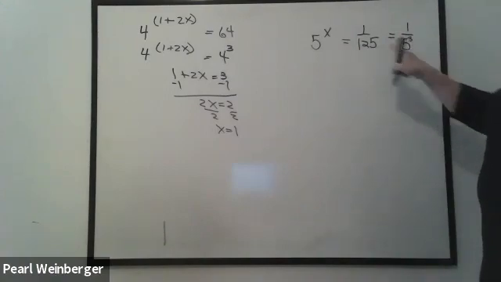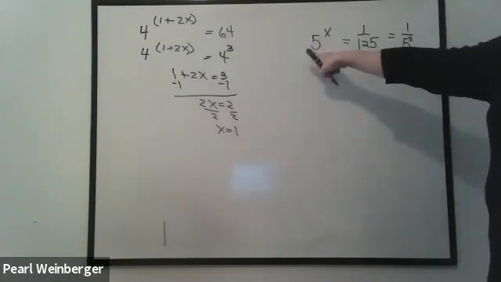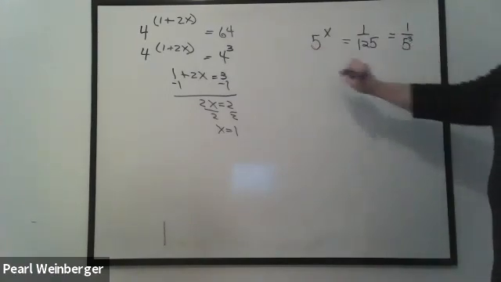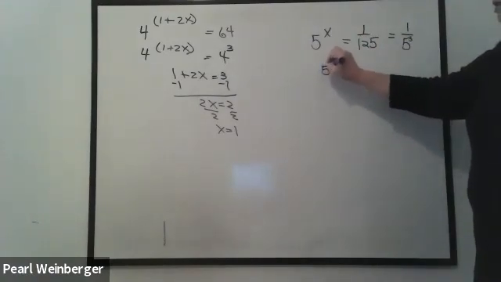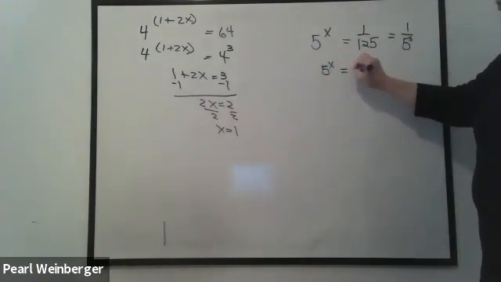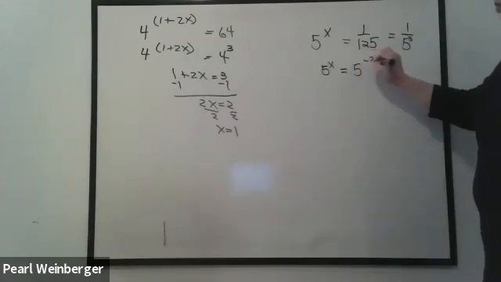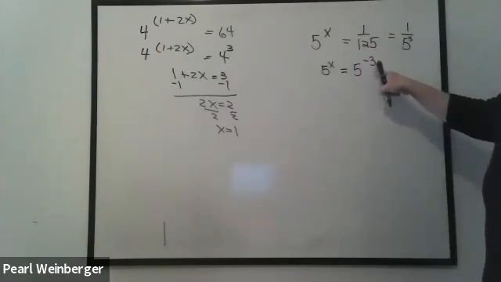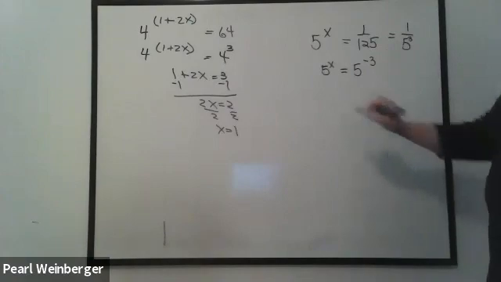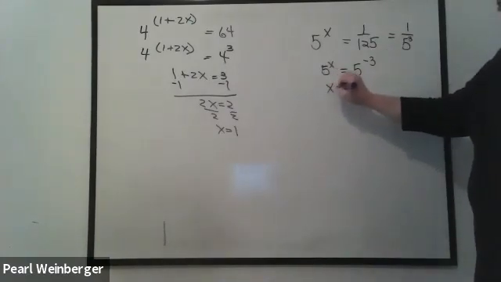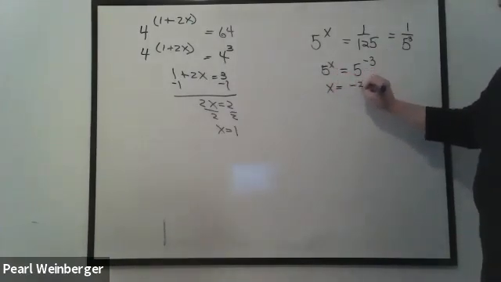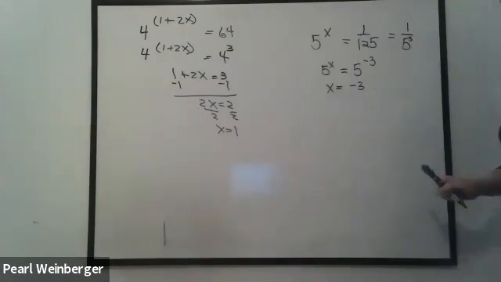But this is a problem because this is not in the denominator and this is. So I really could write this as 5 to the x is equal to 5 to the negative 3, because a negative 3 really means 1 over 5 cubed. And then actually, it's easy to see that x is equal to negative 3.